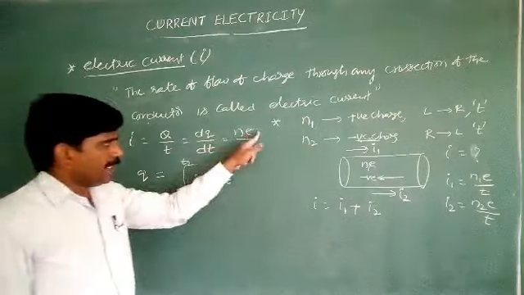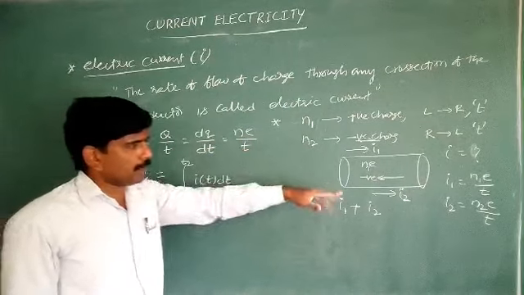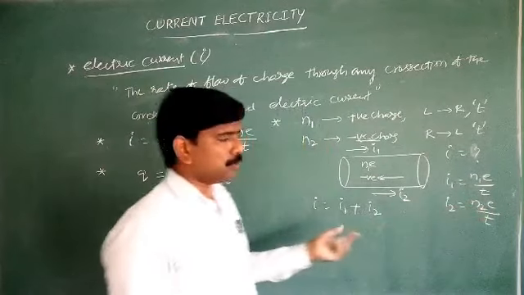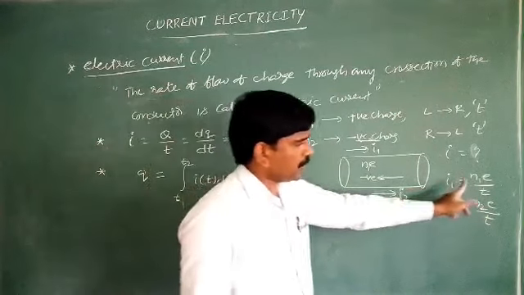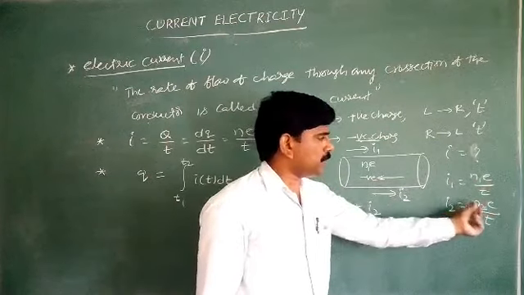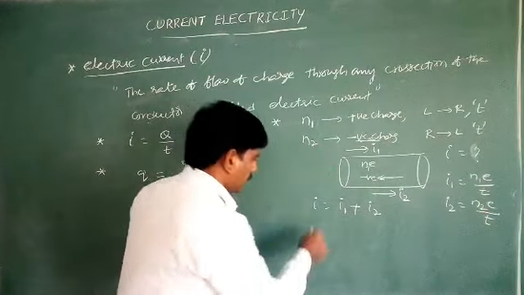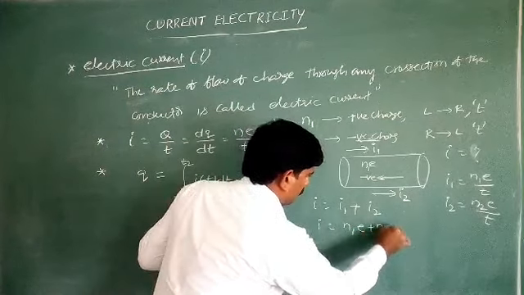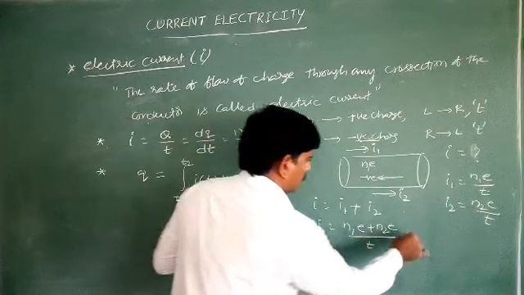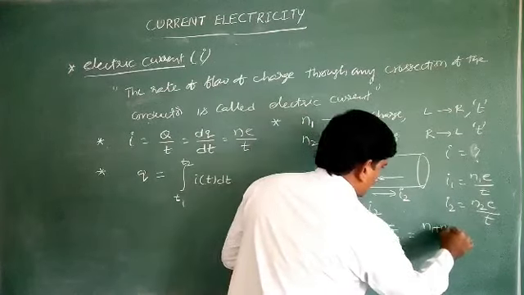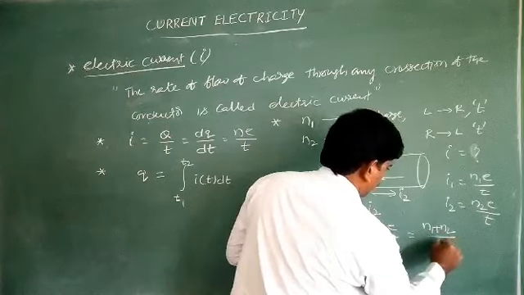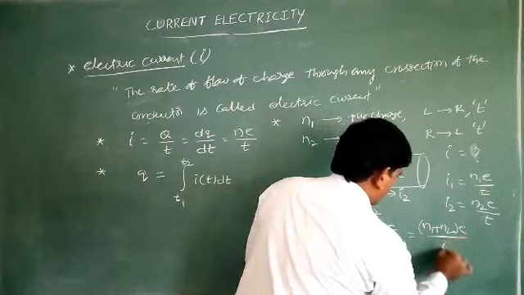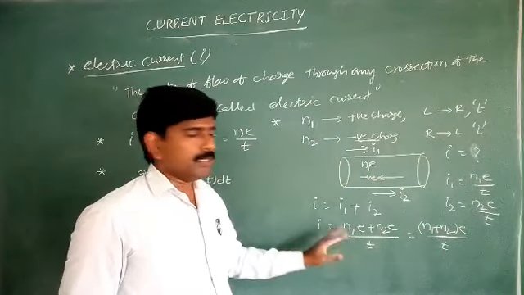I is equal to NE by T. Here the number of positive charges is N1 and the number of negative charges is N2. So I1 is equal to N1 into E by T, and I2 is equal to N2 into E by T. Therefore current I is equal to (N1 into E plus N2 into E) whole by T, that is equal to (N1 plus N2) whole into E by T. This is the current.